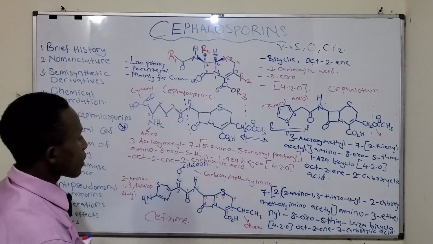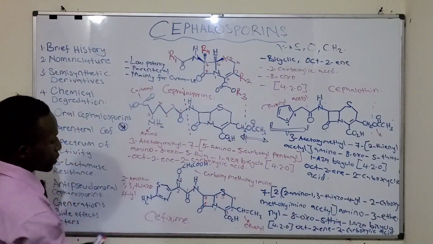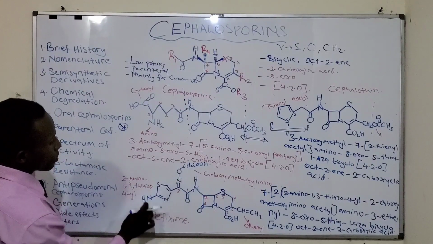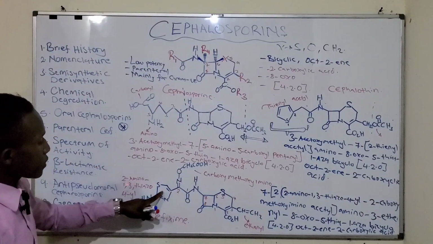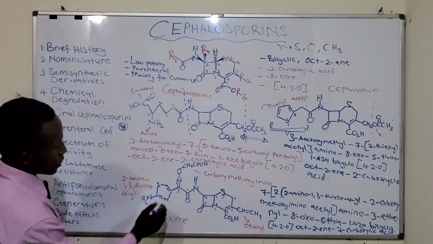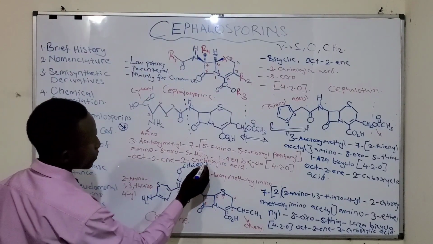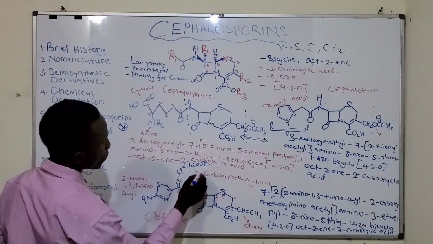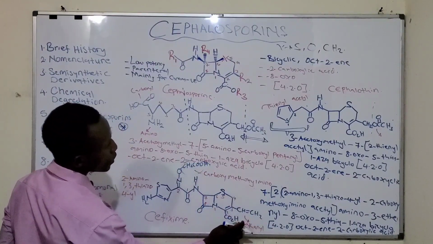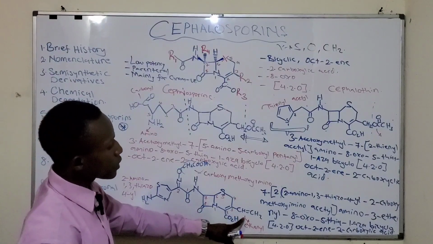So they continued to make other cephalosporins. Another example is this cefixime. In cefixime, they substituted this group with aminothiazole. This group, then they also put another group, this group, and also changed this leaving group into a non-leaving group.